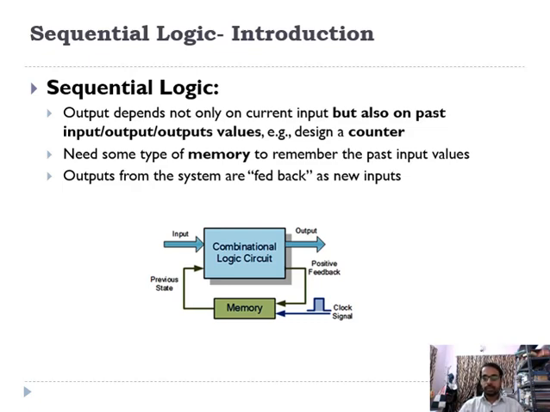In other words, the output state of a sequential logic circuit is a function of the following three states: the present input, the past input, and/or the past output. In this figure, you can see the schematic of a sequential logic circuit which has a combinational circuit, and the output of this combinational circuit is fed back through a memory element to the input of the combinational circuit.